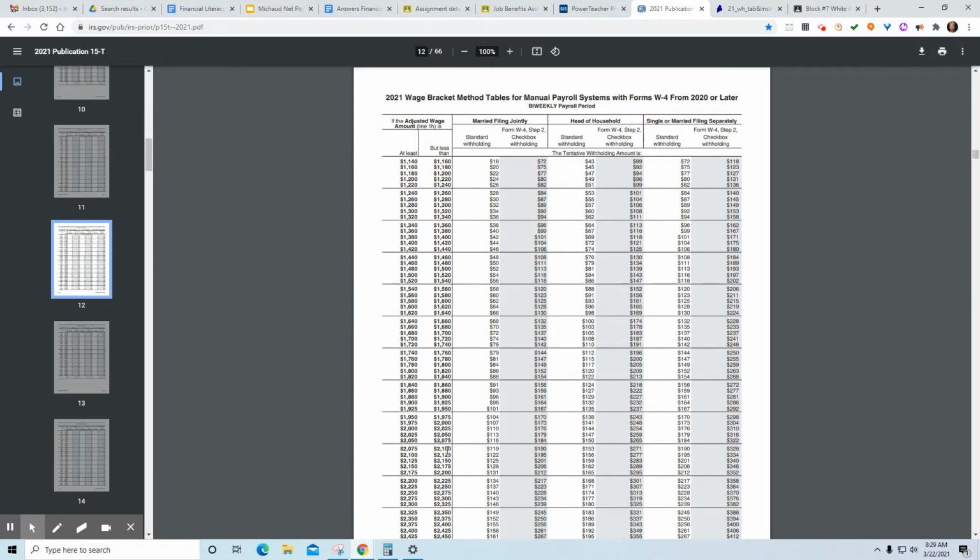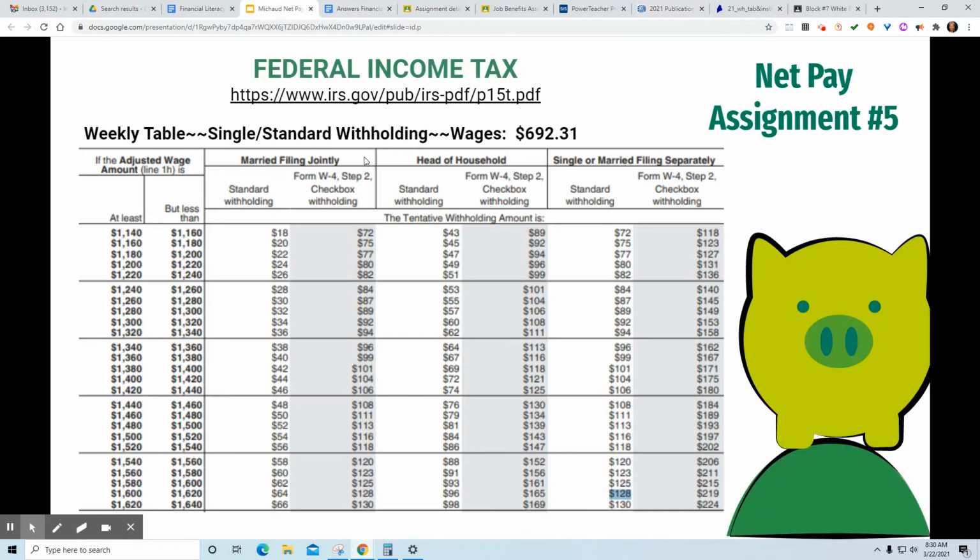So $1,615.38 is at least $1,600, but less than $1,620. The next to the last column is $128. And here's another look at that. Again, find the intersection of your wages and the standard withholding for a single person.